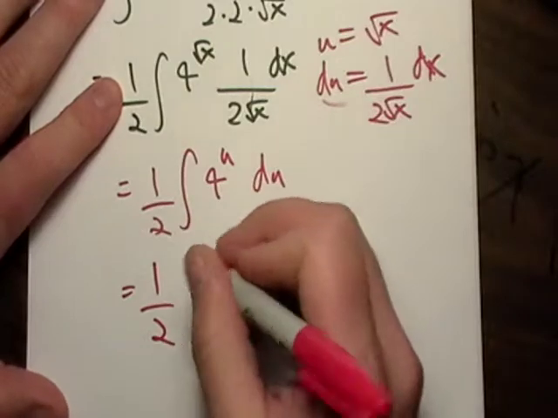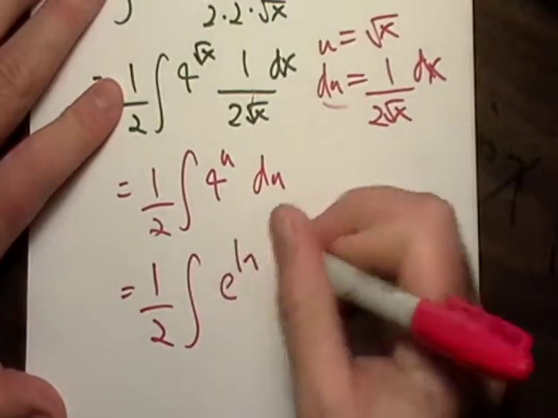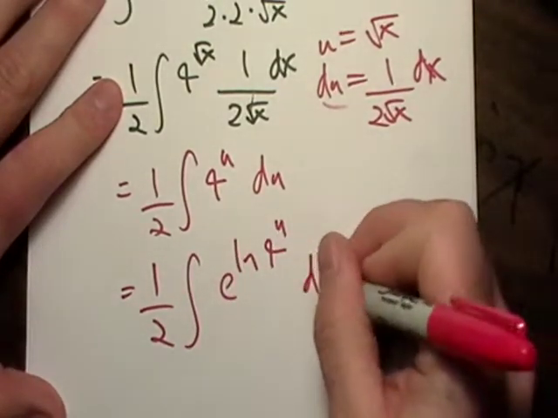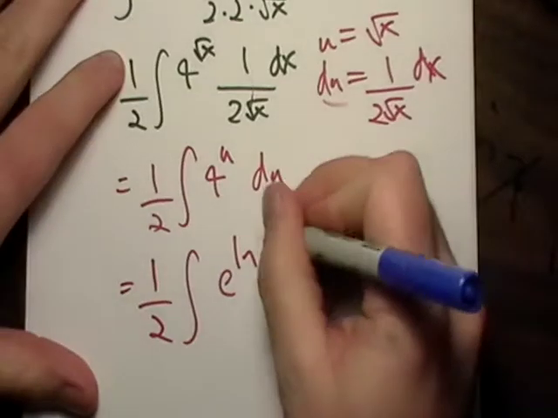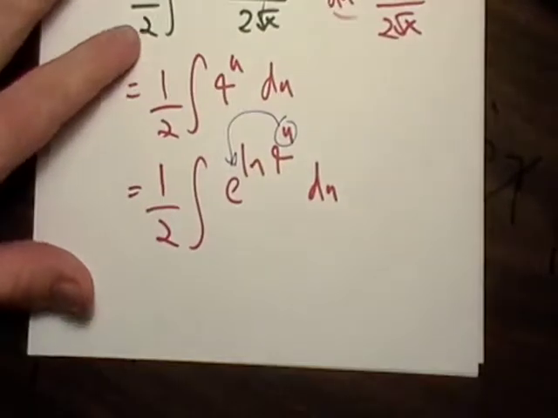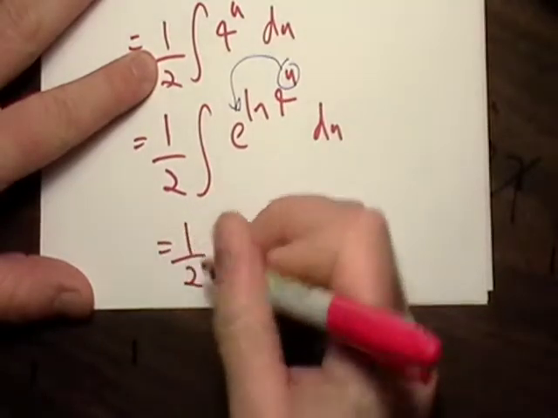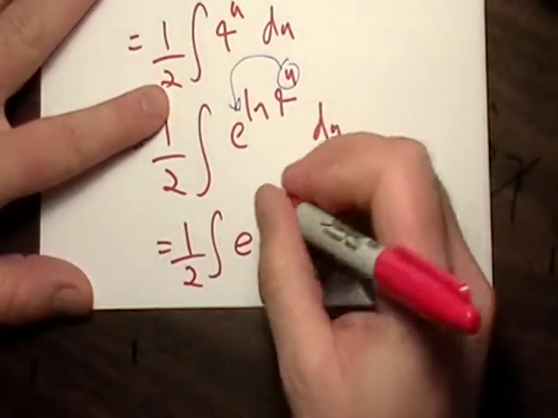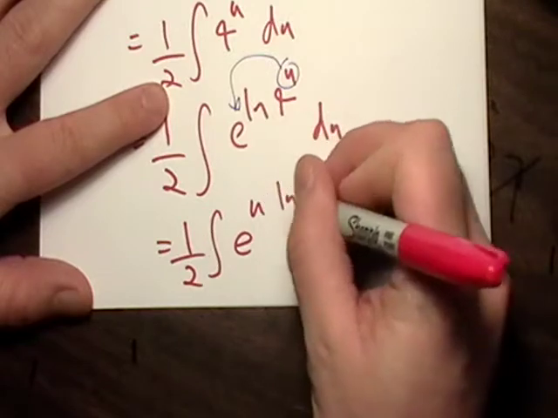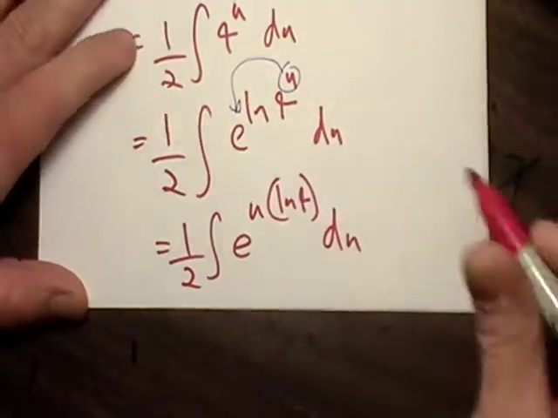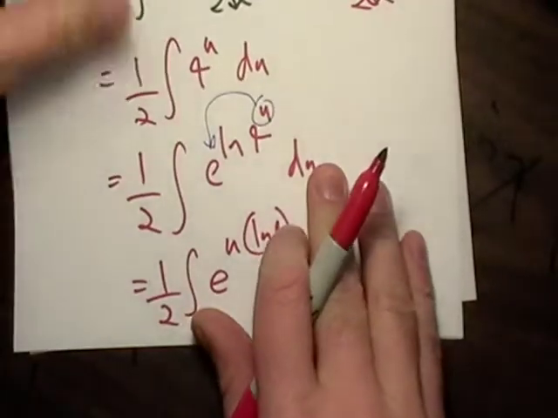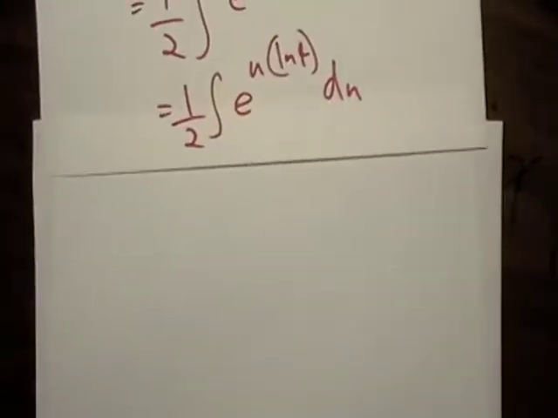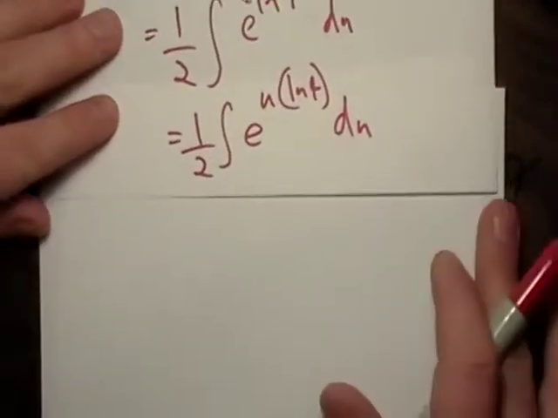Here we go again. Let's just rewrite this as e to the natural log of 4 to the u times du. And I see a logarithm power rule coming on. We're just gonna stick that right in front of there. So now we got e to the u times natural log of 4 du, and I ran out of paper again. It's all right. Integration annihilation sometimes requires you to annihilate some paper as well.